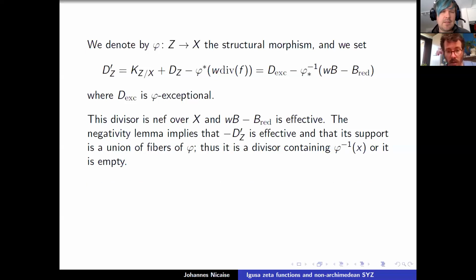Could we dwell on this a little bit more? What is the statement of the negativity lemma? It says exactly this. So we have this morphism. We have this divisor which is NF, consisting of exceptional parts and minus the strict transform of something effective. Then if this thing is NF, then it must be anti-effective. So minus the divisor must be effective, and the support must be a union of fibers. Okay, thanks. Yeah, so this is literally the statement of the negativity lemma for this morphism phi and for this divisor.